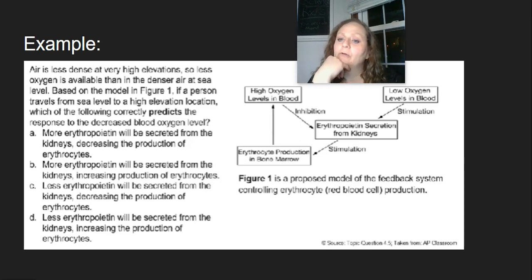So according to our model, low oxygen levels in the blood causes an increase in erythropoietin secretion from the kidneys. So we know automatically that C and D are out because they both say that there's going to be less secretion. So it has to be A or B. And an increase in erythropoietin secretion, according to this model, if we follow the arrows, causes increased erythrocyte production in bone marrow. So if we look at A, it says decreasing the production of erythrocytes. That's wrong. So it has to be B. More erythropoietin will be secreted from the kidneys, increasing production of erythrocytes.